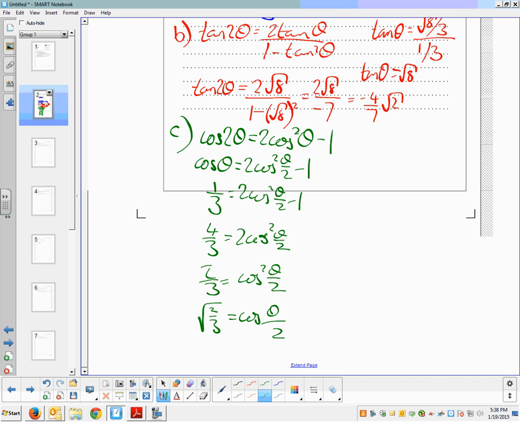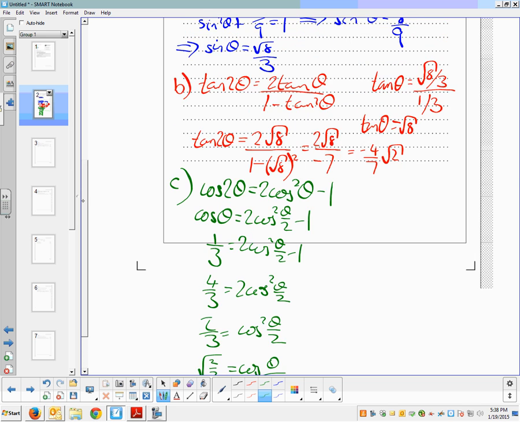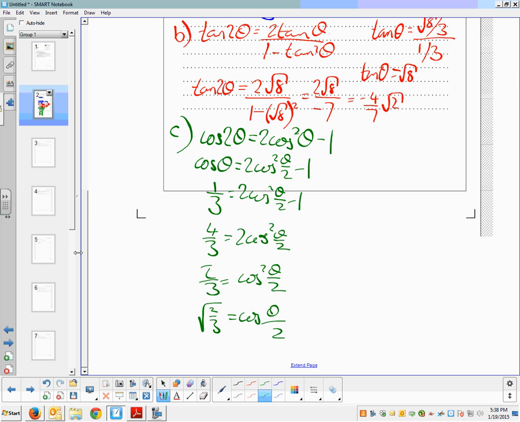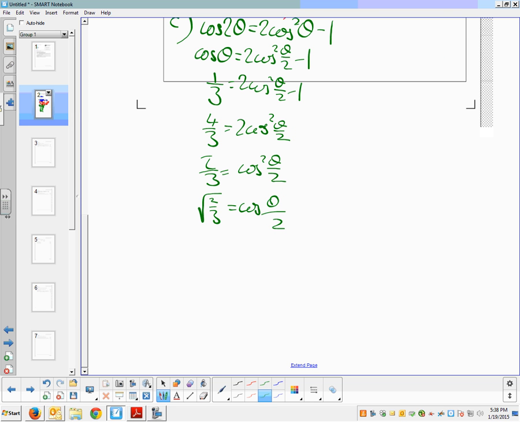And you are asked to give that in a particular form. There's root A over B, so I want you to rationalise that. As a rule, you don't have to, but this time they tell you to, so you do. So I'm going to multiply that by root 3 top and bottom, and I'll get root 6 on top and 3 on the bottom is equal to cos theta over 2. That's question 1.